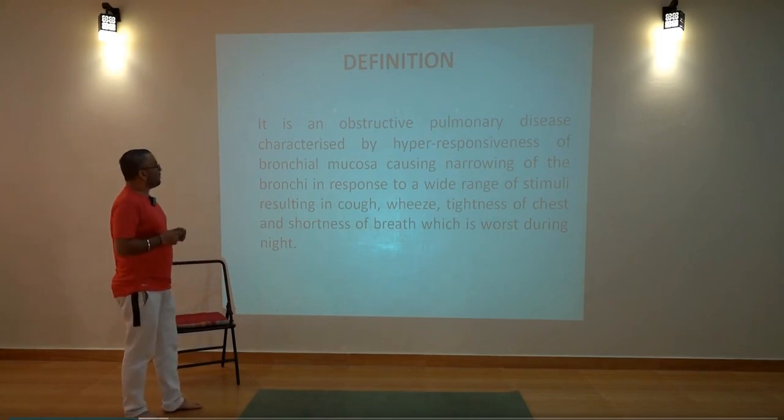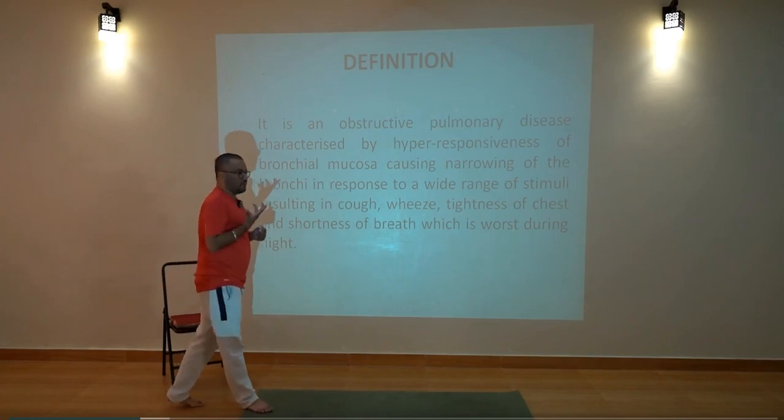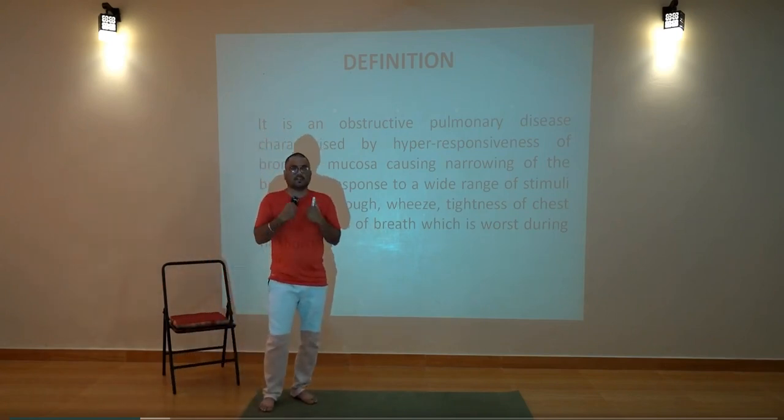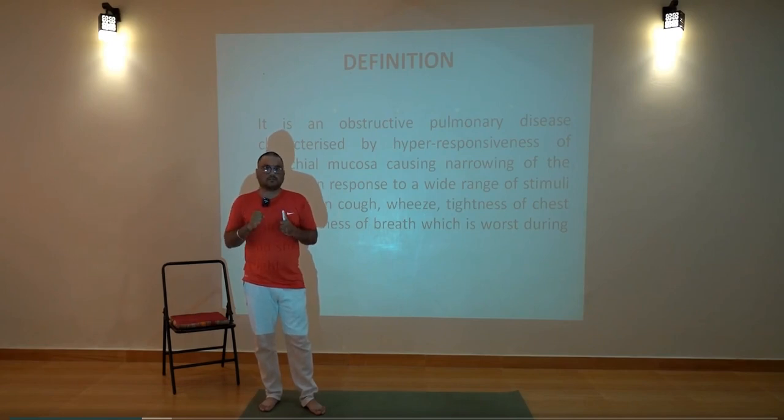So, the definition: it is an obstructive pulmonary disease. What does it obstruct? This is the question. Basically the bronchi. In asthma, what happens to the bronchi is what we call bronchospasm. So the passageway gets narrower, right? The passageway, like these are the bronchi, so bronchospasm happens and the passageway narrows. So the flow of air is affected.